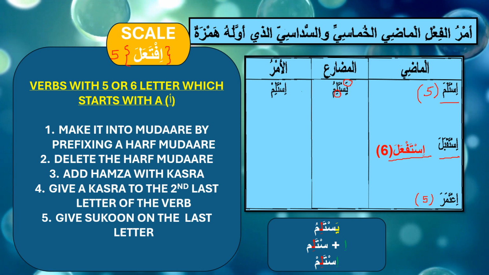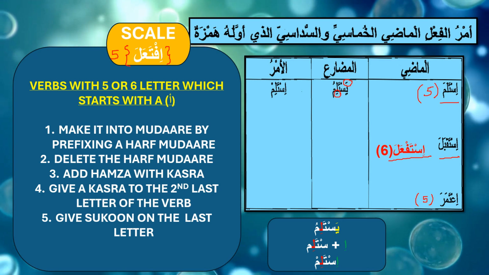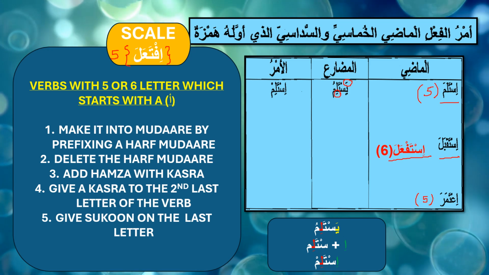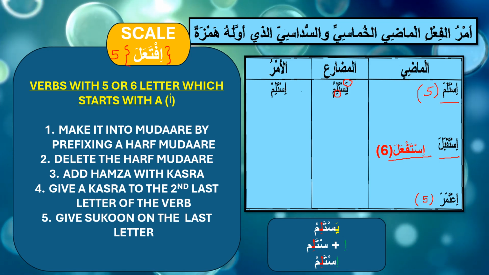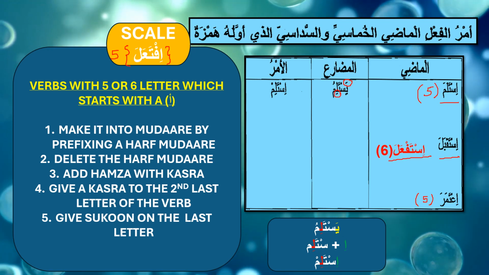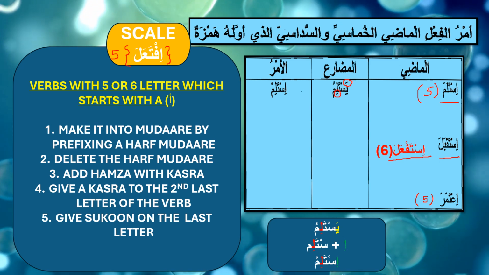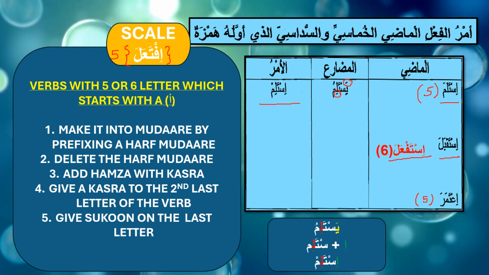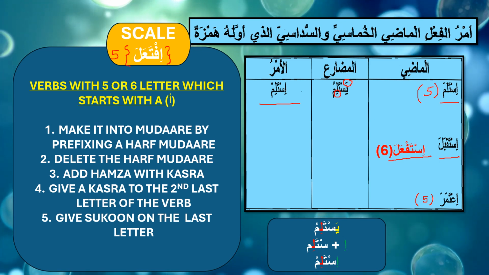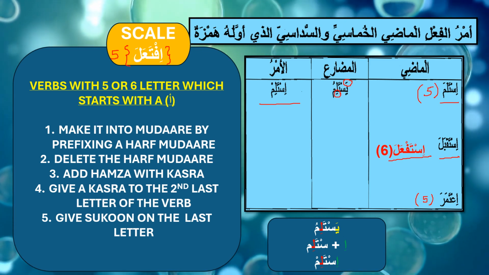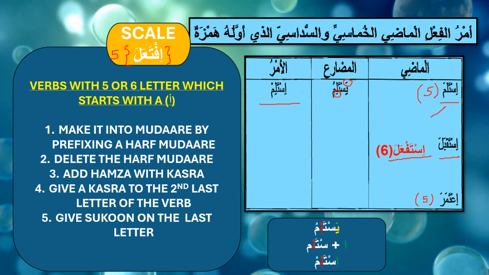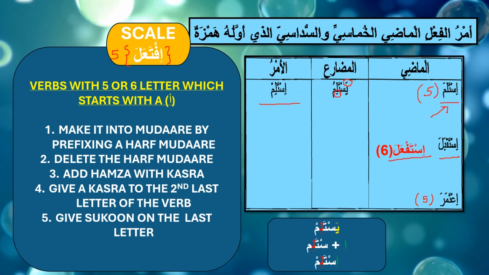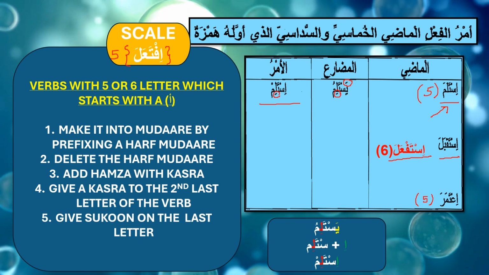So you need to remember that now when a 5-letter verb comes or a 6-letter verb comes, you need to give a fatha on the harf mudare and a kasra on the second last letter. But what happens when you make it into a command? So when you make it into a command, everything remains and goes back to the original structure as istalim. But what is the change? Now the change is the kasra remains instead of the fatha.